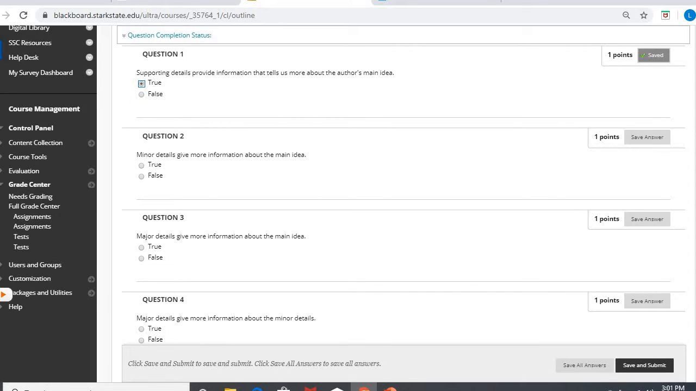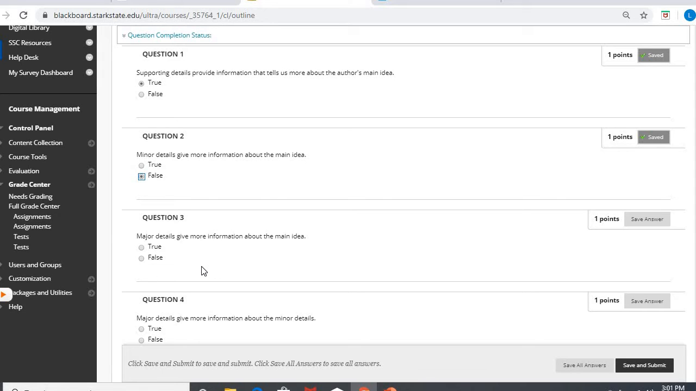Okay, question 2. Minor details give more information about the main idea. Now, I'm going to say false on this one. It's not that they're not going to be on the same topic, because that's what the whole paragraph is going to be about, but major details are the ones that specifically support the main idea, and that's key here. Major details give more information about the main idea, which basically answers our next question.